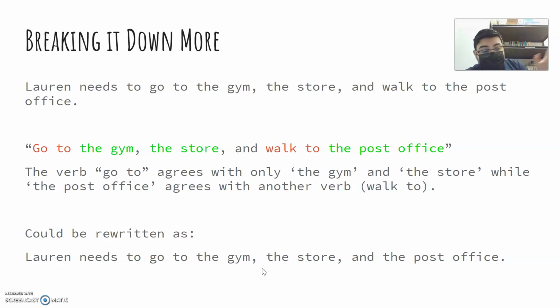All right, if it's written in a 1, 2, 3 format with commas and all of that stuff, it could be 4, 5, whatever. But if it's making a list, the verb has to agree with all of them. So you're not gonna say go to the gym, the store, and walk to the post office. You could rewrite it by saying go to the gym, run to the store, and walk to the post office. That would mean each one has a verb attached to it. But in this case, just get rid of walk to because go to can attach itself to all three.